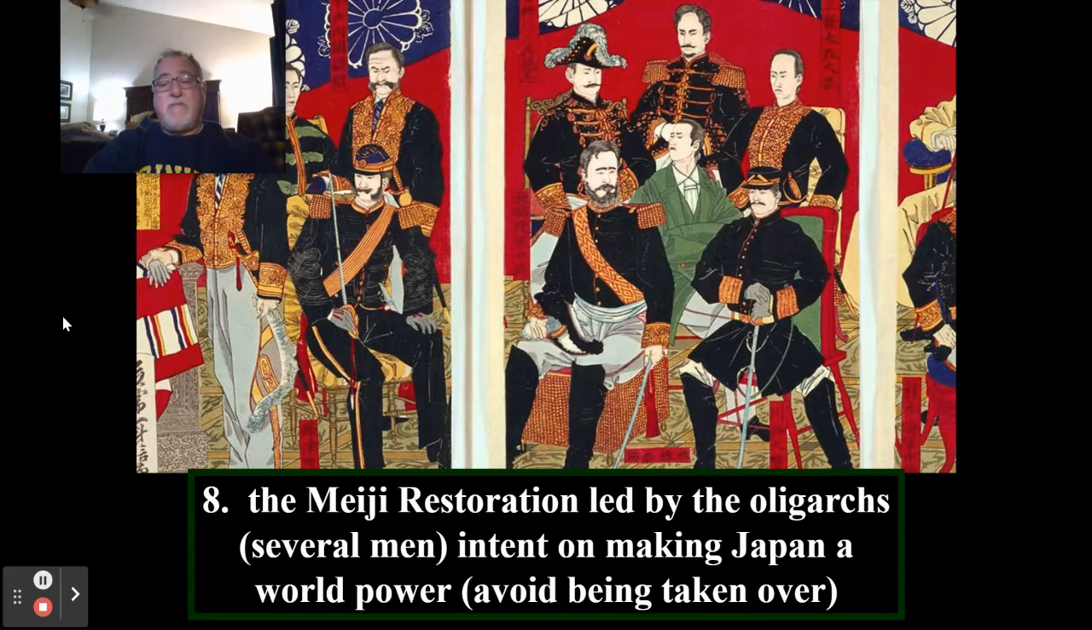The Meiji Restoration, led by oligarchs, a small group of several men, was intent on making Japan a world power. Again, this is different than isolationism. To be a world power, that means you're going to be involved and engaged in the world to avoid being taken over, because they see and hear very shortly about what's happening in China and other places.